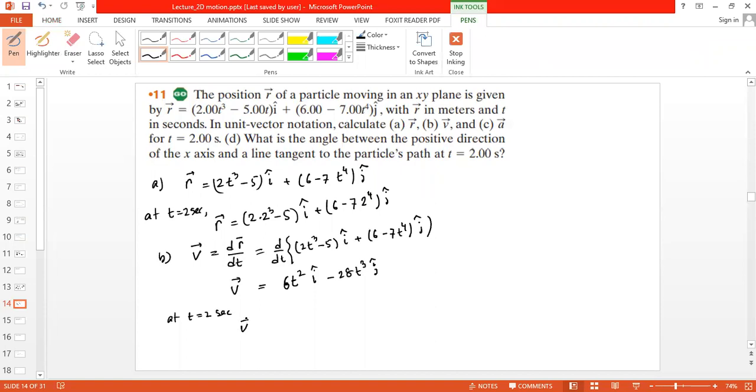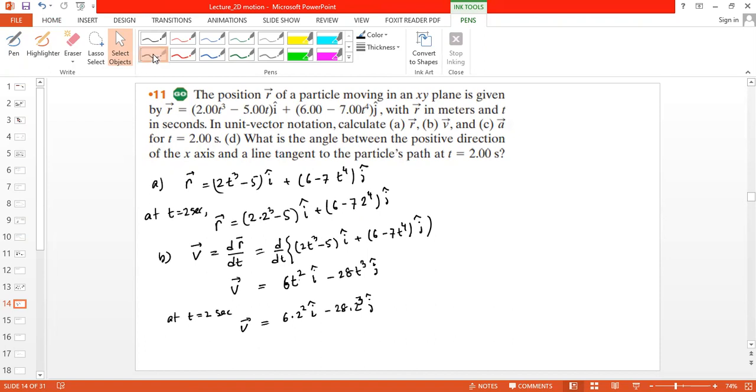Okay, so this is the velocity, and at time t equal to 2 seconds, I have to just replace t by 2, that is 6 into 2 squared i minus 28 into 2 cubed j. So I left this calculation for you guys. Try at home, I am not completing this. You have to use the calculator.